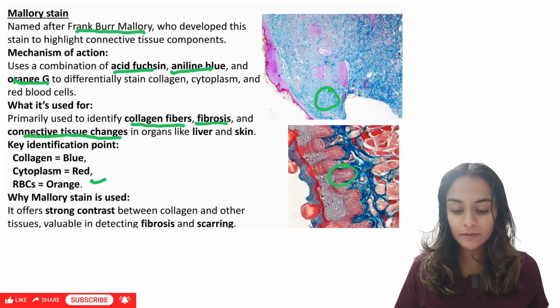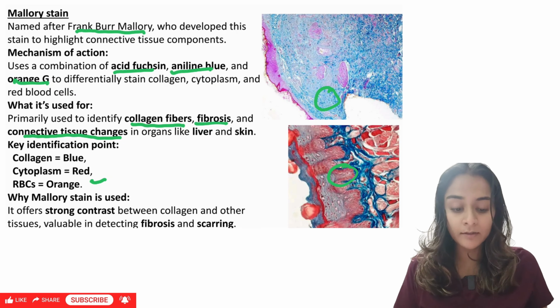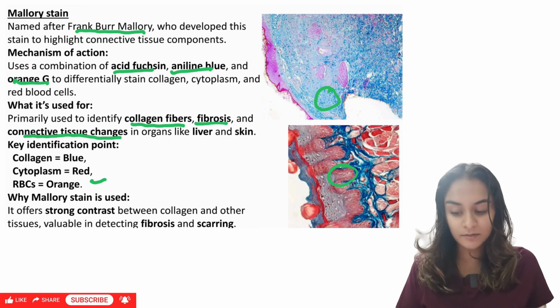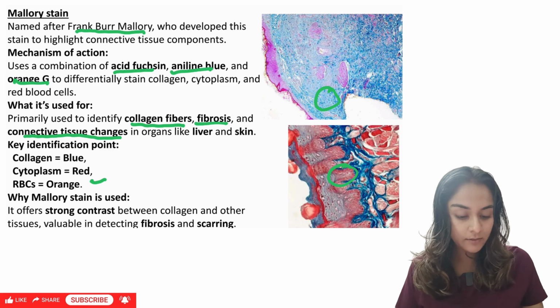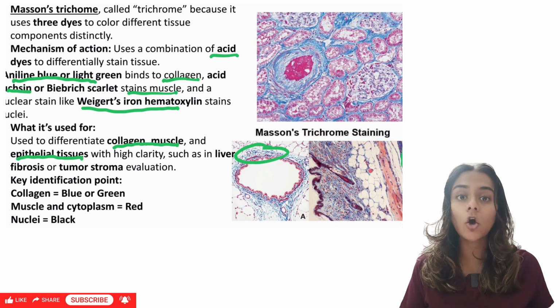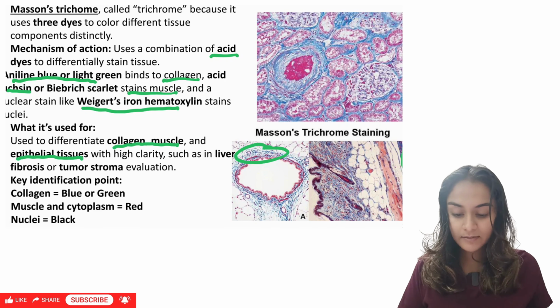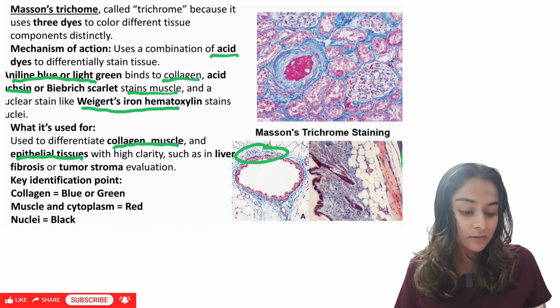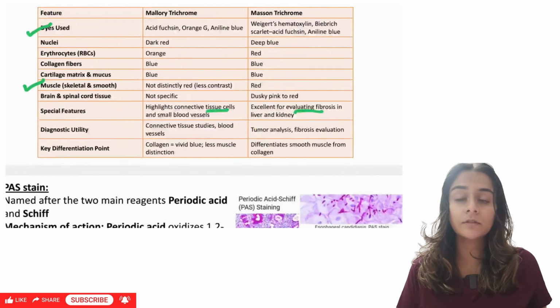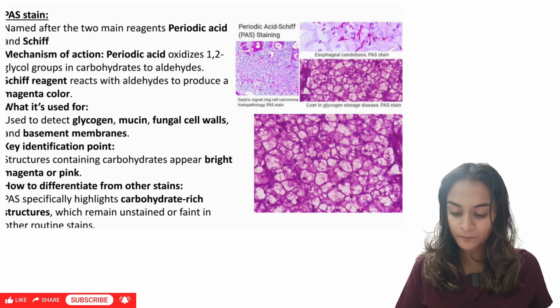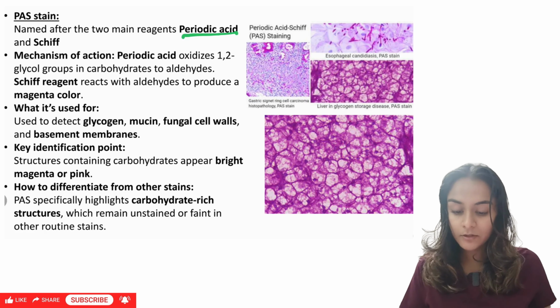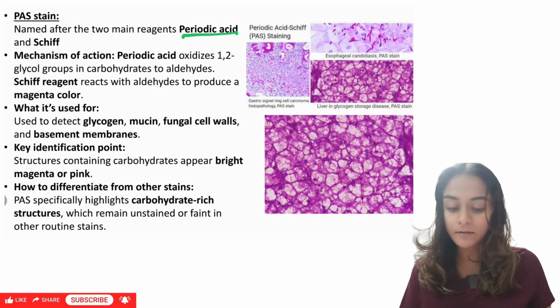And another key feature, when you are asked in your exams to identify which stain this is: usually in your Mallory stain you will see RBCs that are orange in color. But as we can see in your Masson's Trichrome stain, the orange or red color of RBCs is not well appreciated. Okay, the next stain is your periodic acid Schiff stain.